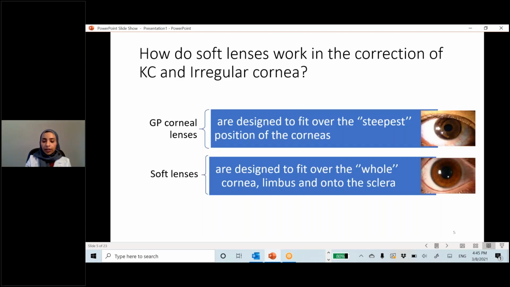It also houses the fitting curve, and so the fitting curve is going to fit over the steepest portion of the cornea. It's quite rare that the steepest portion of the cornea in keratoconus is actually central. So oftentimes the apex of the cornea is displaced, taking the GP corneal lens optic with it. That can be rather problematic for your patient, especially with a low cone and a small diameter lens. They may not be getting the benefit of the optic, so soft contact lenses do provide a nice central optic.